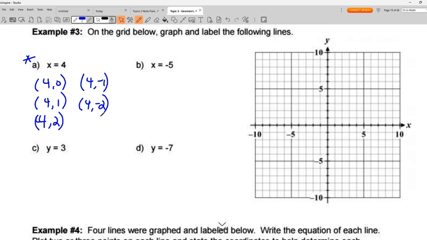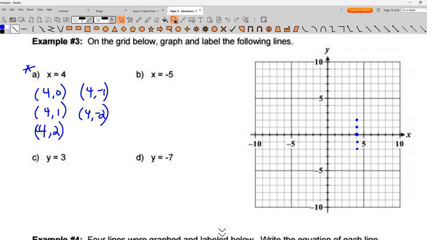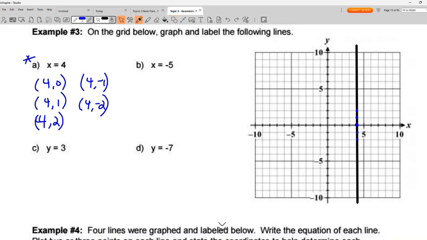So (4, 0) is going to be found right here. (4, 1), (4, 2), all right. (4, -1), (4, -2). All of those points are on that line, so we can go ahead and graph that line. It's going to look something like this right here. This is the line x equals 4. So we'll put an arrow on each end here, and we will label it as x equals 4.